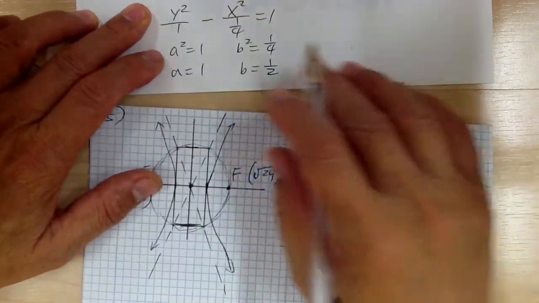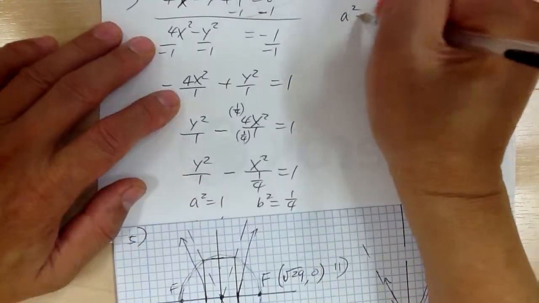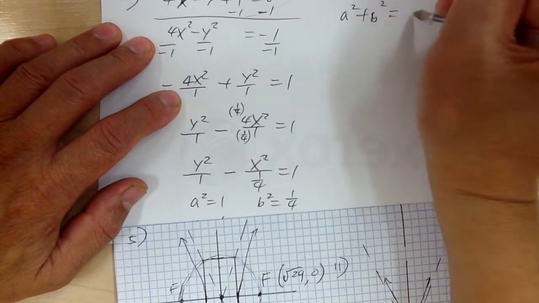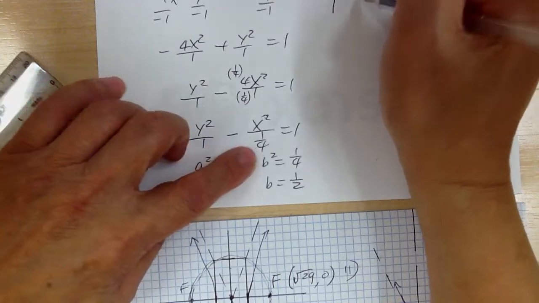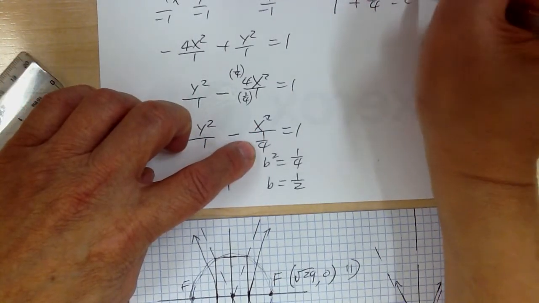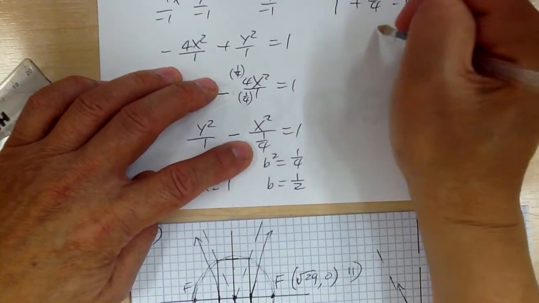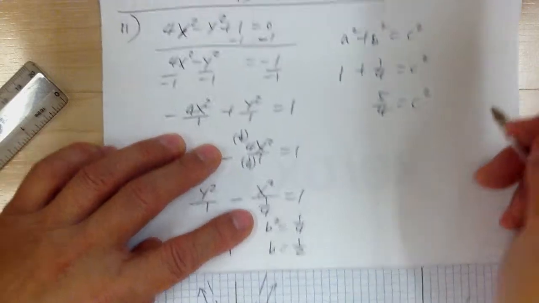Okay, now we have to find the f. Okay, the focus, so you have to do the a squared plus b squared equal to c squared. So a is 1. Okay, a squared is 1. B squared is 1 over 4. So go and add this together. You get 5 over 4 equal to c squared.